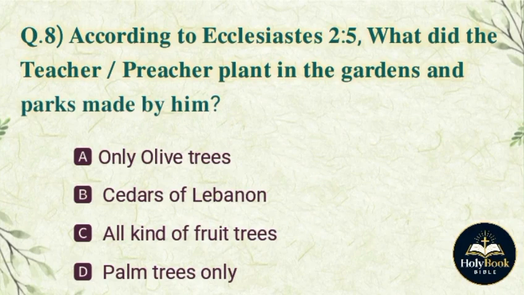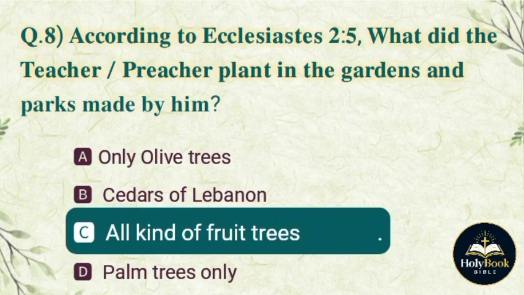Question. According to Ecclesiastes Chapter 2, verse 5, what did the teacher plant in the garden and parks made by him? Options. A. Only olive trees. B. Cedars of Lebanon. C. All kind of fruit trees. D. Plum trees only. The correct answer is option C. All kind of fruit trees.